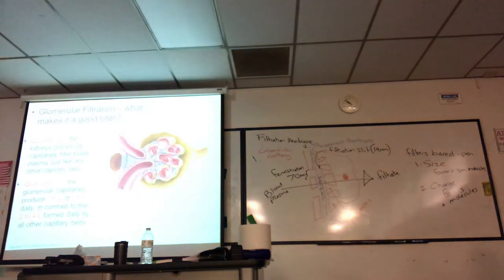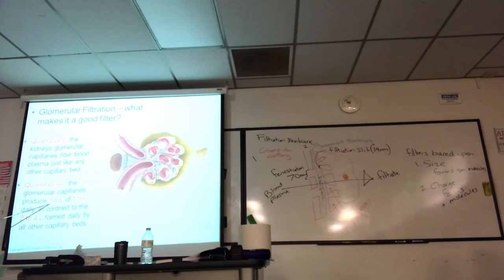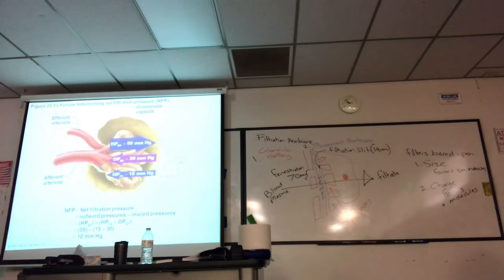So let's talk about the filtration process. What makes it a good filter? Well, qualitatively, the kidneys' glomerular capillaries filter blood plasma just like any other capillary bed. However, quantitatively, the throughput is much more. The glomerular capillaries produce 180 liters of filtrate daily, in contrast to just a few liters formed by other capillary beds. So the filtration process is extraordinary. That's something like filtering all your plasma 70 times a day. It's a very good filter, the high throughput. Because if the function is excretion, you've got to keep on filtering it out.